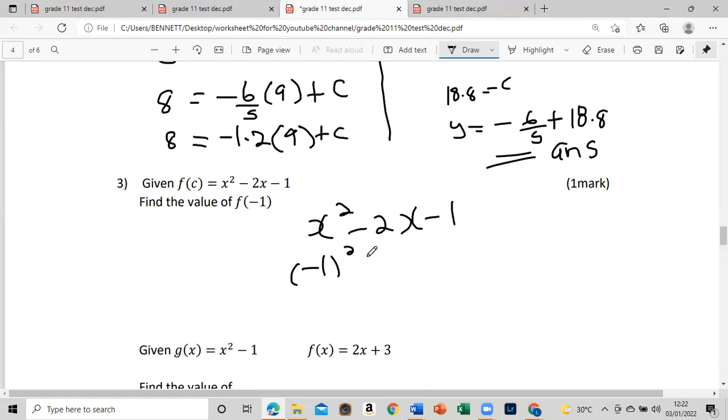Negative 1 squared minus 2 times negative 1 minus 1. How would you do it? Substitute negative 1 for x, right? A negative times a negative gives a positive. So 1 plus 2 minus 1, so 1, 2, 3 minus that gives us the answer for that.